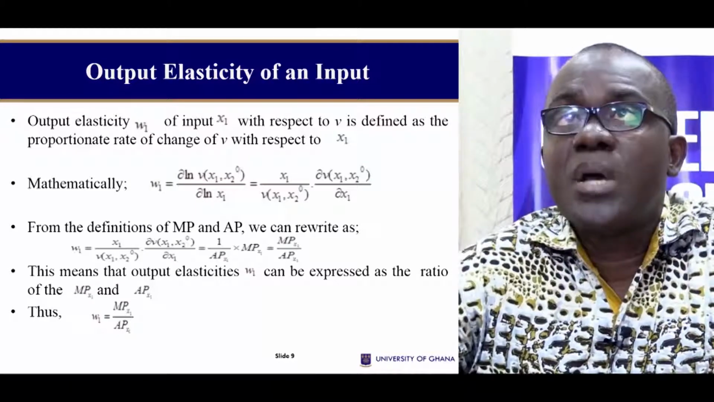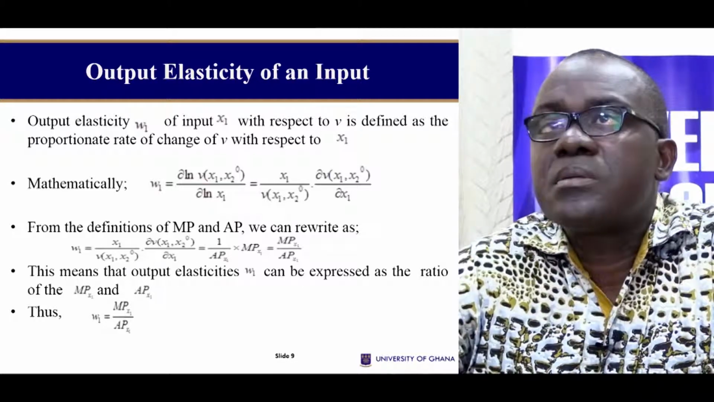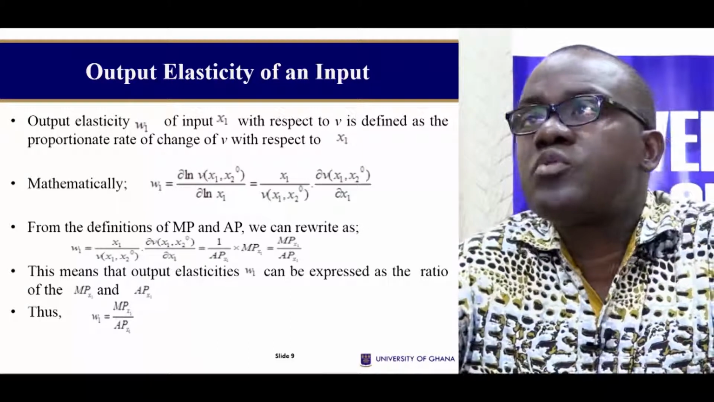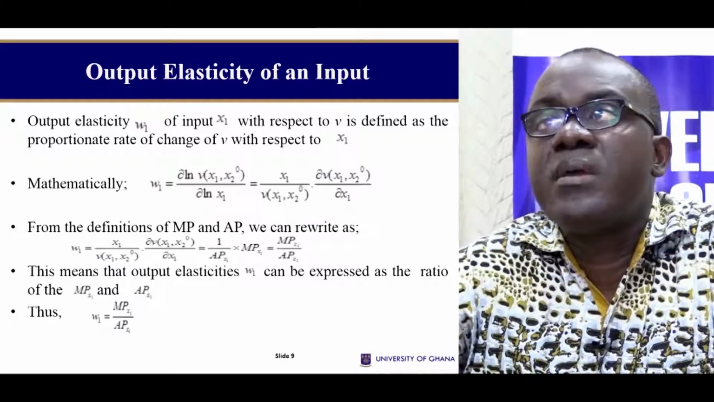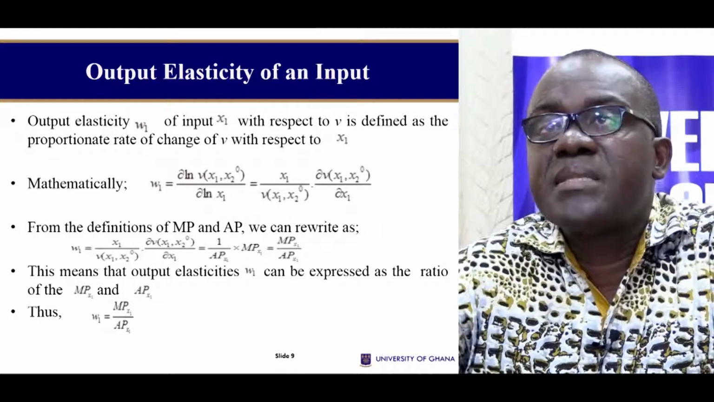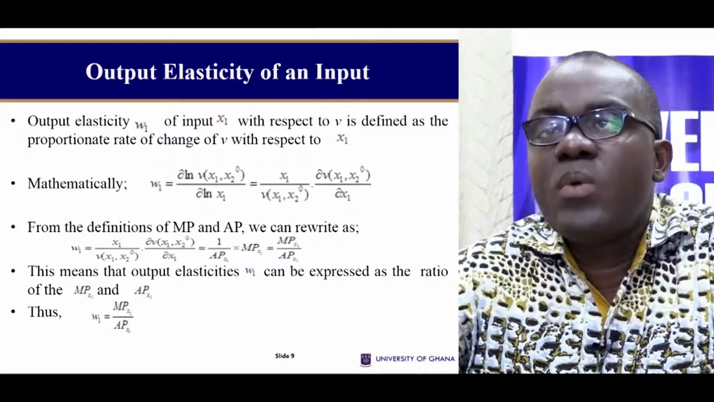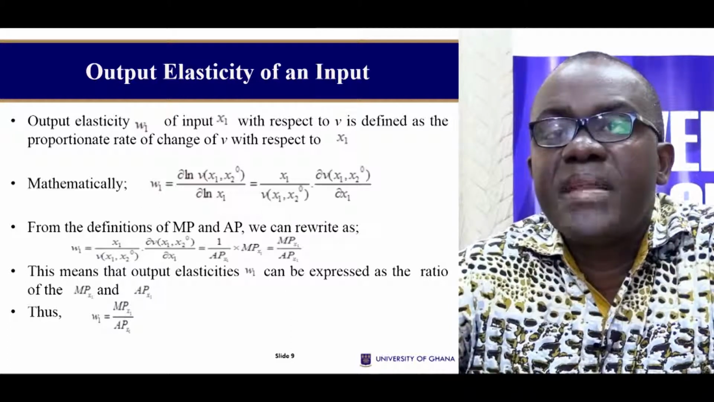Now, we also talk about the output elasticity of input. The output elasticity of input xi, with respect to our function, is defined as the proportionate rate of change of V with respect to xi. Mathematically, what it means is that we have to take the differential of the natural log of these functions, and this gives us the relation we have over here. When we reorganize this equation, we get the output elasticity to be equal to the marginal product divided by the average product.